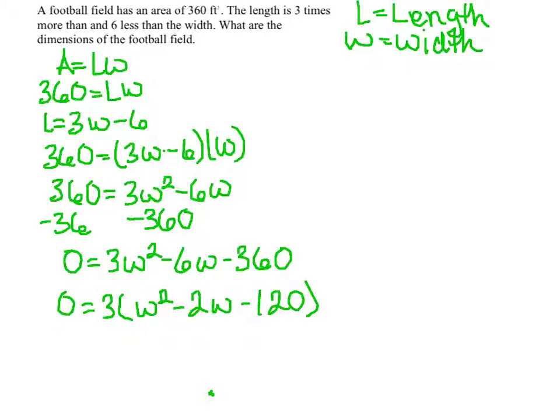Now the next step is to factor W squared minus 2W minus 120. So we're going to have to first find two numbers that multiply to 120 but also have a difference of 2. So I already found it, and it's 10 and 12. And since it's a negative 2, we're going to have 12 being negative since it is a bigger number.